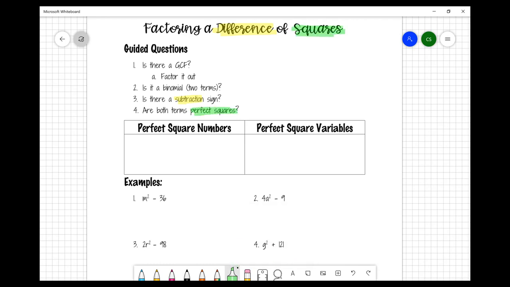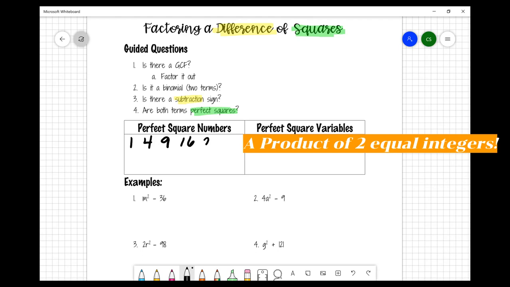Difference of squares. So let's just have a backdrop on perfect square numbers. So we know that some of our perfect square numbers are 1, 4, 9, 16, 25, 36, 49, 64, 81, 100, 121, and we can keep going so forth and so forth. So why is 121 a perfect square? Because the square root of 121 is 11. 11 times 11 is 121.